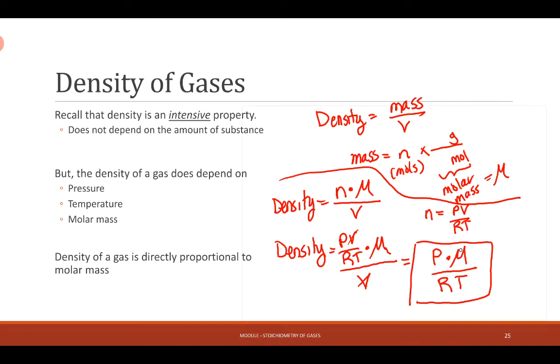So we can see from this equation that the density of the gas depends on the pressure and the temperature, but the moles of gas and volume do not directly appear in this equation. So our density does depend on pressure, temperature, and molar mass, and the molar mass depends on the identity of that gas. We can see that the density is directly proportional to the molar mass. So if the molar mass of our gas is larger, then that gas will have a larger density than something that has a smaller molar mass.